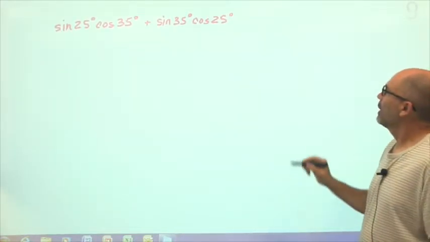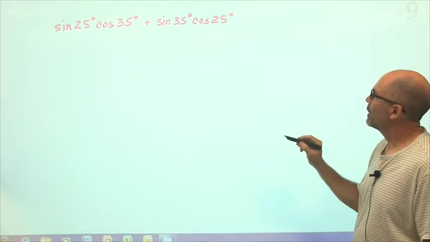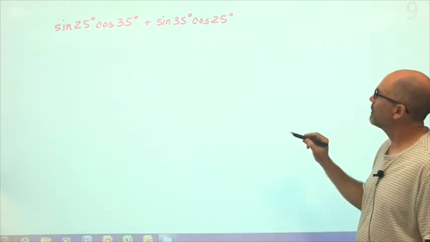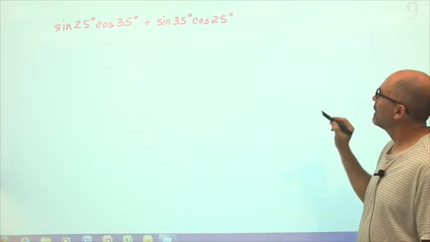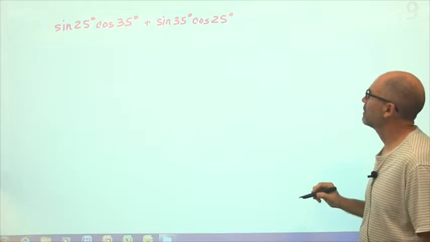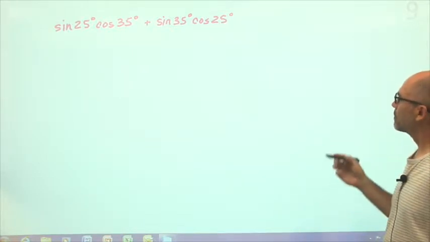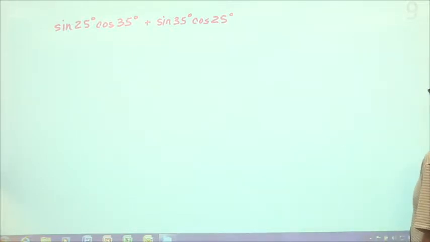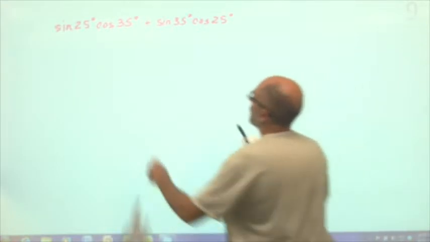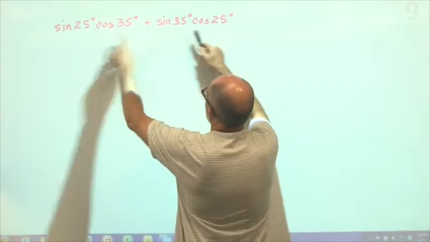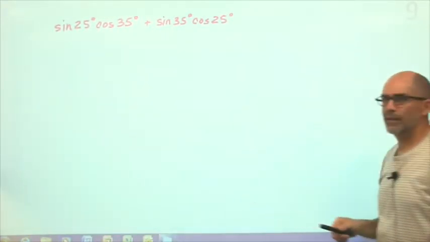So sine 25 degrees times cosine 35 degrees plus sine 35 degrees times cosine 25 degrees. Now, the key thing there is you should see that this is an identity. Sine cosine plus sine cosine. And notice what happens. The 35 and the 25 change partners.